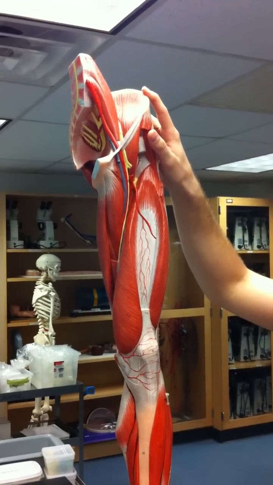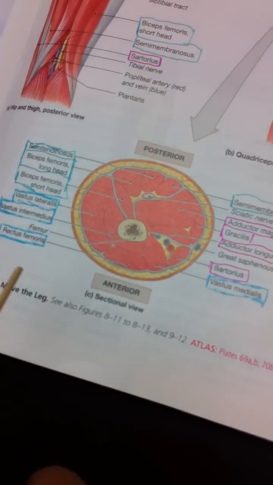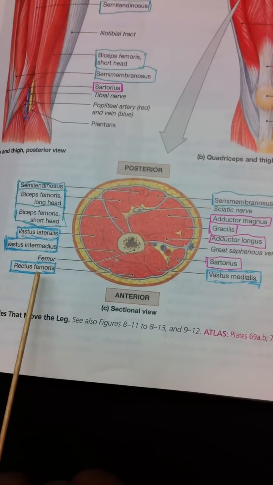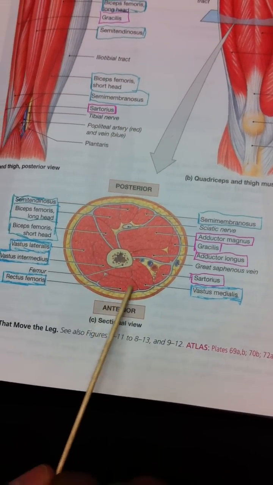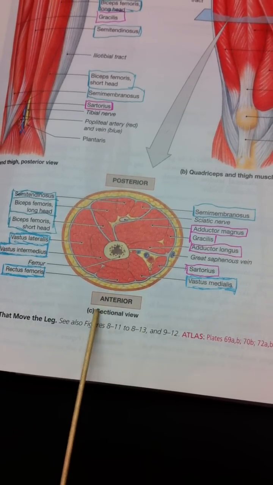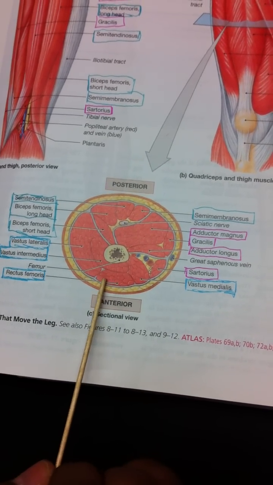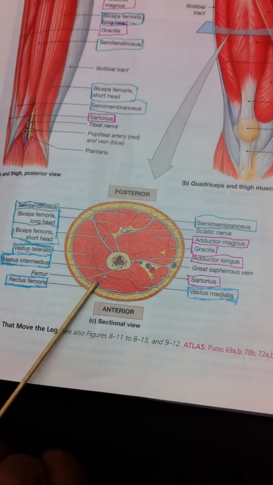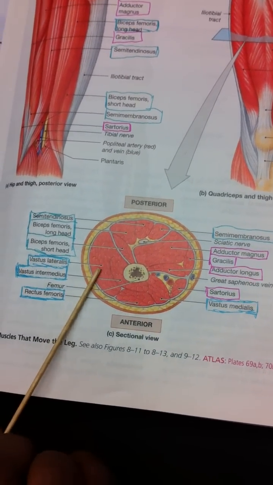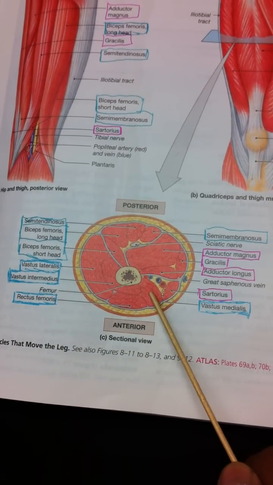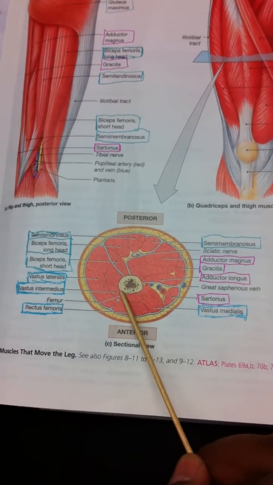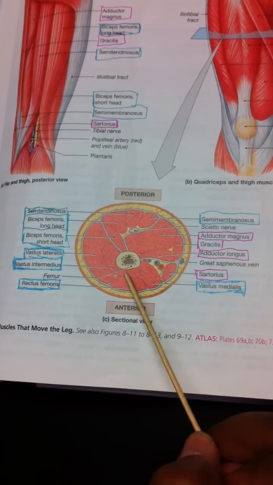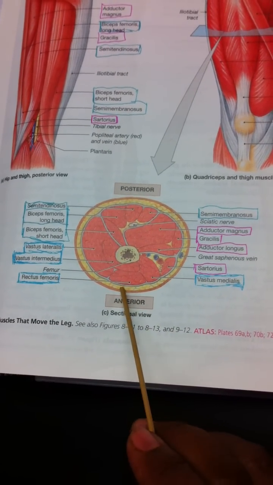So if we look at them in cross section, here is the rectus femoris right in front. This is the anterior. Then we have the vastus lateralis, medialis, and then behind the rectus femoris we have the vastus intermedius. Those are our leg extensors.